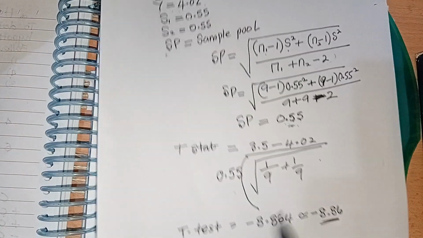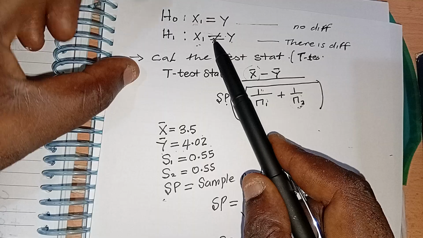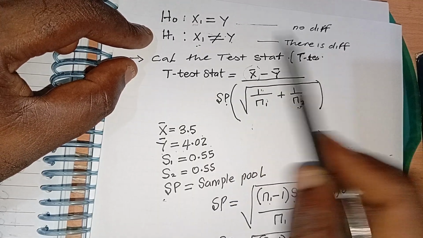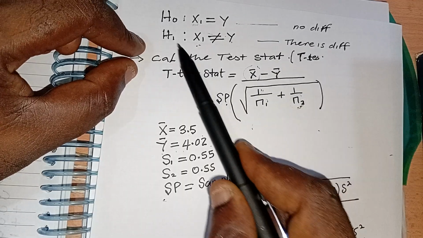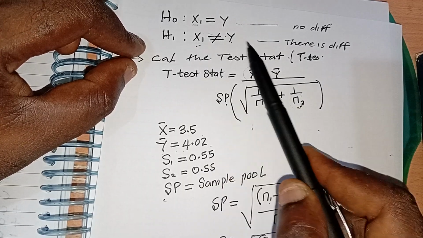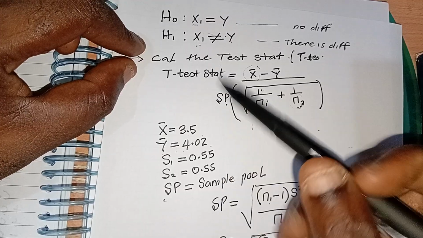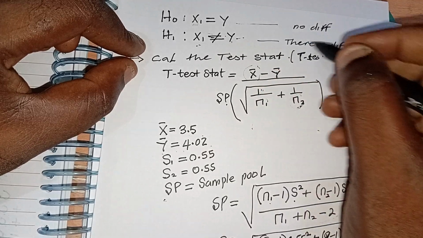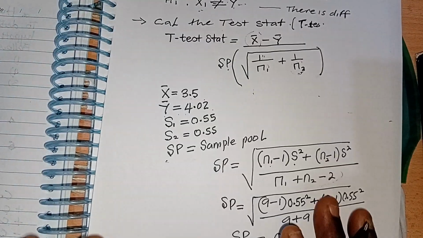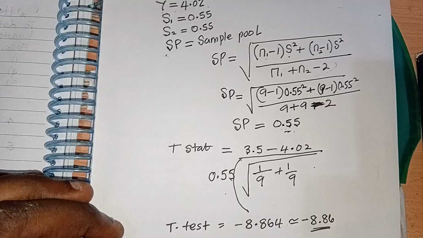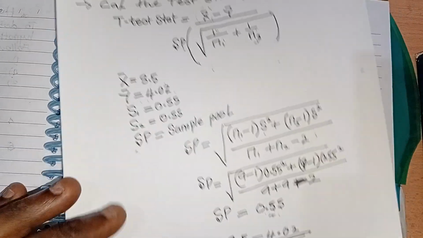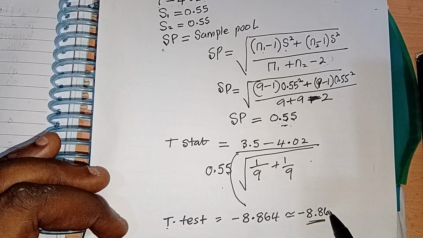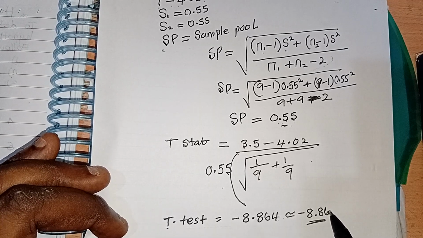Now, what do you do with this figure? The first step, like I told you, is to formulate your hypothesis. X equals y, that is, no difference between these two figures. Then the alternative is x not equal to y, there is a difference. A symbol like this denotes a two-tailed test, at 5% significance level. Now you have calculated your t-test, the next thing is to compare.